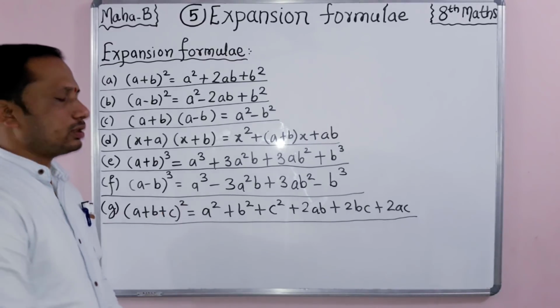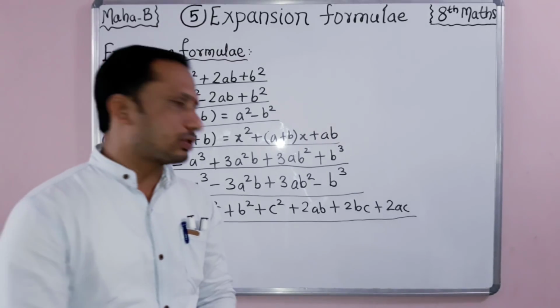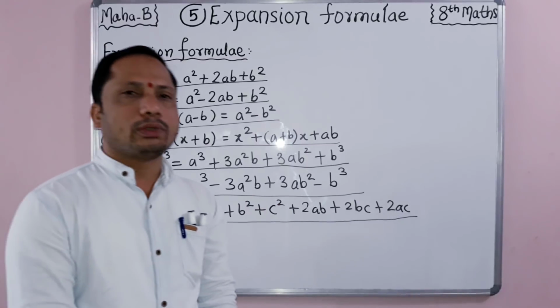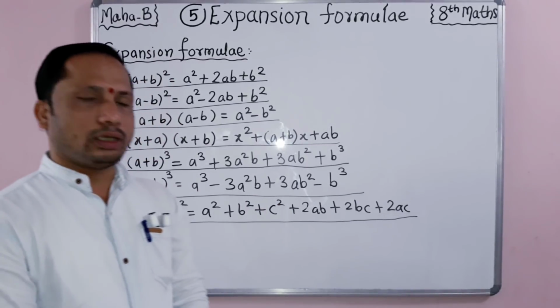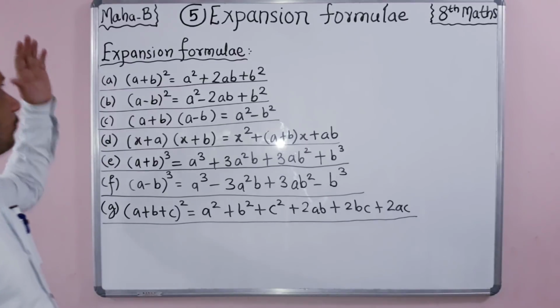And the last formula from this chapter is (a plus b plus c) whole square, which is equal to a square plus b square plus c square plus 2ab plus 2bc plus 2ac. So these are all the formulas.